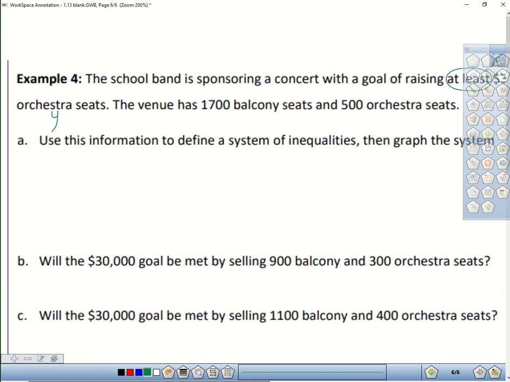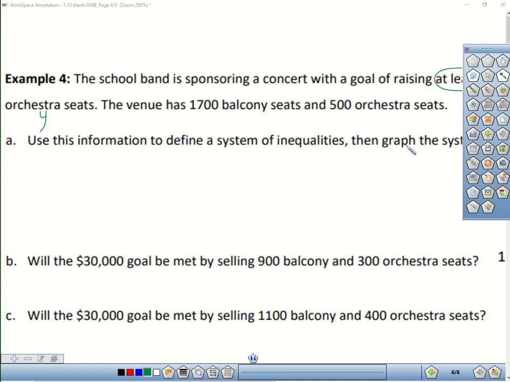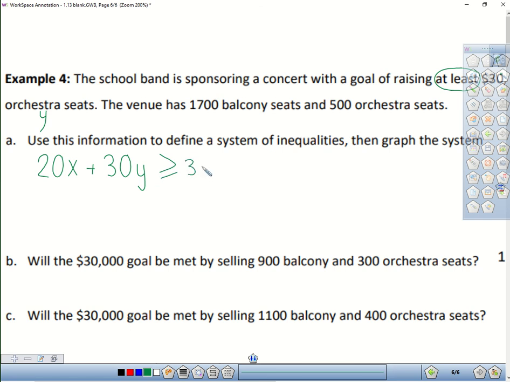So first, let's set up our monetary inequality, so the inequality that involves money. So I know that I need to raise at least $30,000, and there's some tickets that are $20 and some tickets that are $30. So balcony seats are $20, so $20 times x, the number of balcony seats you sell, plus $30 for the orchestra seats times the number of orchestra seats you sell. That amount has to be greater than or equal to 30,000. So that's our first inequality.